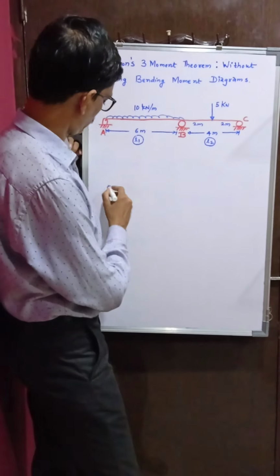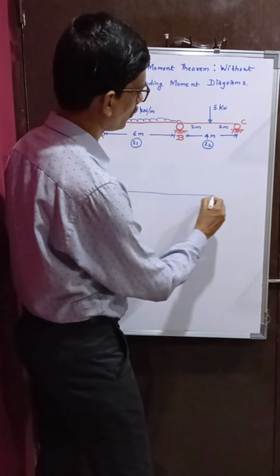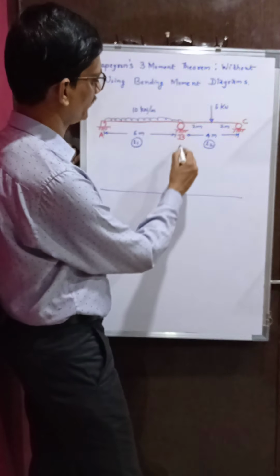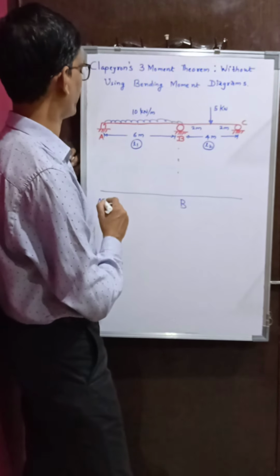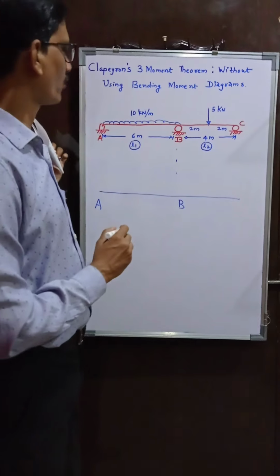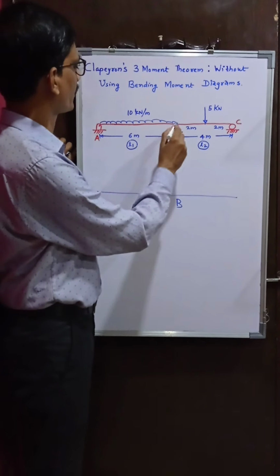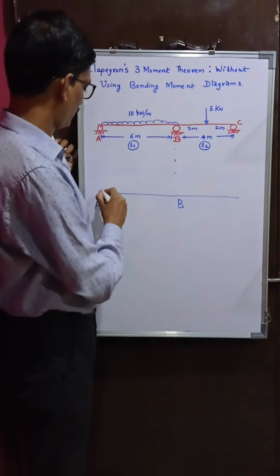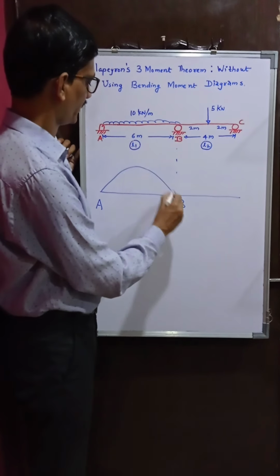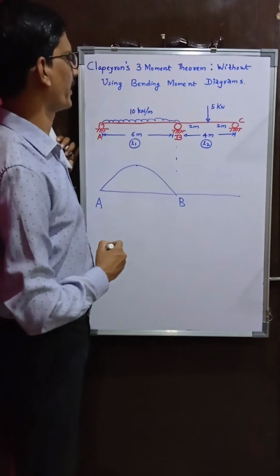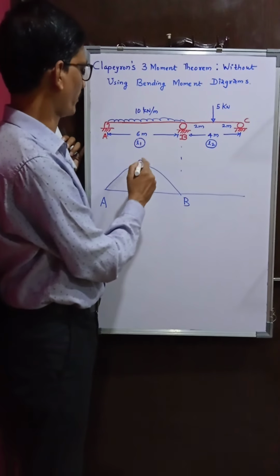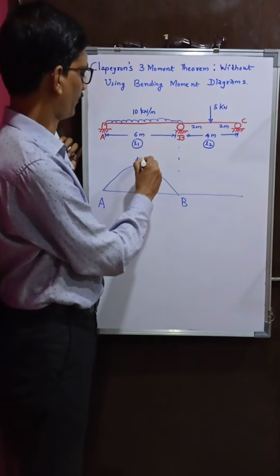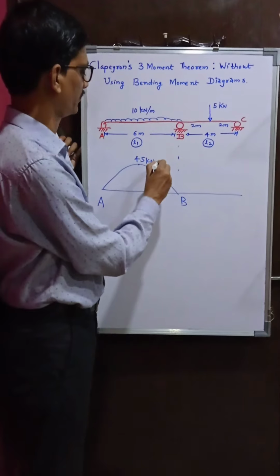I will draw the free bending moment diagram or span bending moment diagram. That means I will consider AB as a separate simply supported beam. Now we know from strength of materials that for a simply supported beam carrying UDL, the maximum bending moment at the center is WL square by 8. So if I take WL square by 8, it is 10 into 6 square by 8. It becomes 45 kilonewton meter if you calculate it.